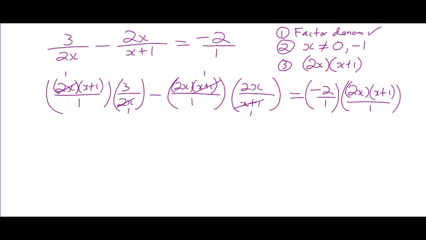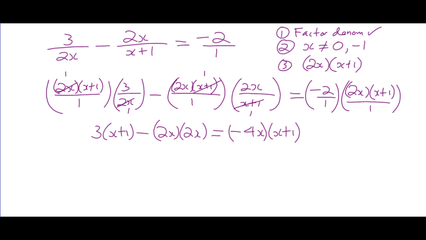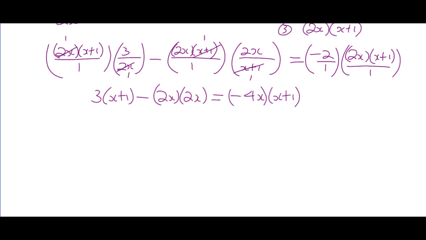And we go through and we say, okay, I got 3 times x plus 1 minus 2x times 2x is equal to, and I'm just going to go -4x times x plus 1. Right, so I got -2 times 2x, let's make that -4x. Here, let's throw that in there. And we solve this, right? So we expand 3x plus 3 minus 4x squared is equal to -4x squared minus 4x.